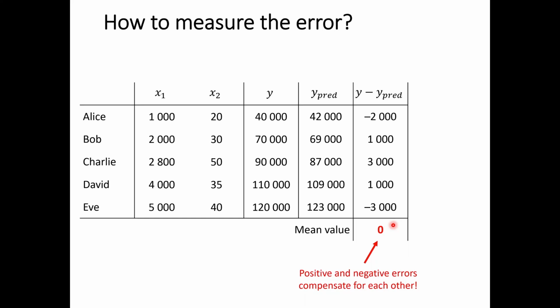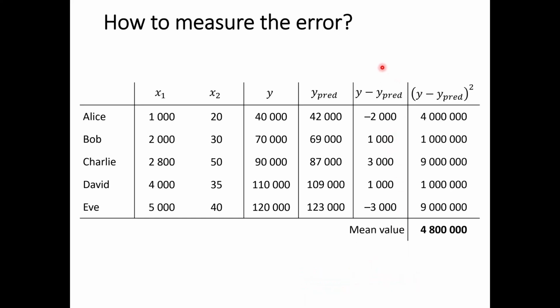However, a more common approach is to compute the squares of the residuals. In this case, we square each residual and then average them. Error is not 0 now. This method of calculating error is called mean squared error, or MSE.